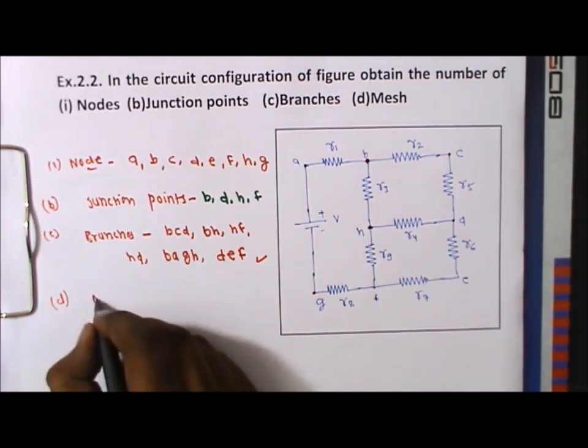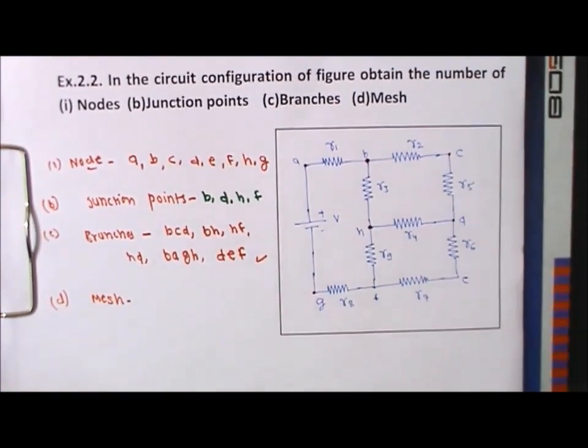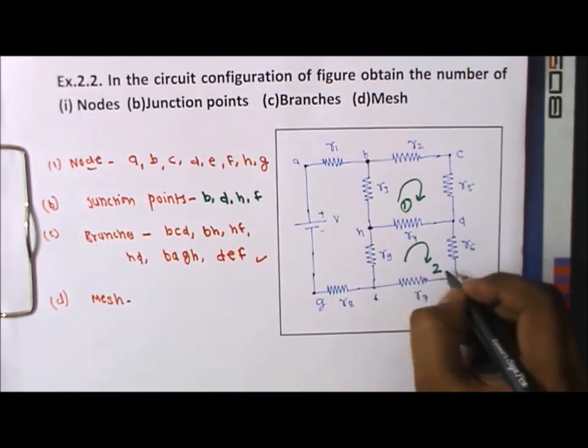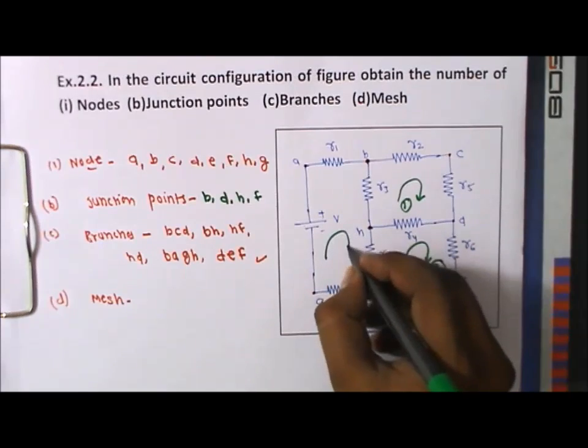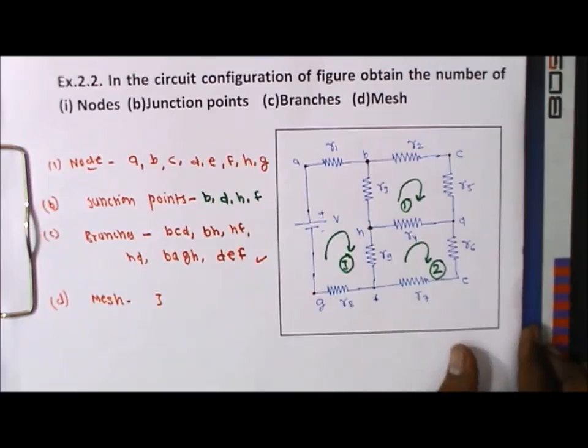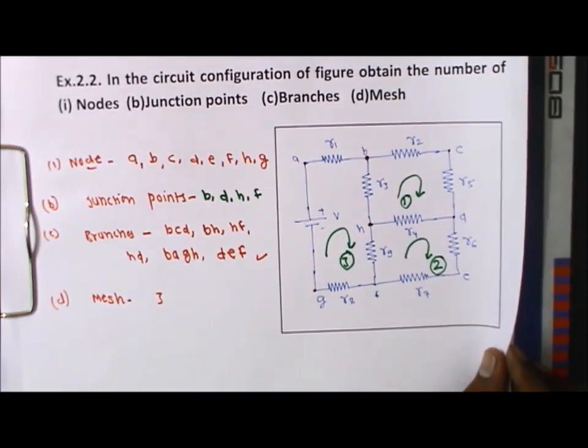Now we have moved toward the mesh. Mesh is a closed loop path. So we have seen that this is the closed mesh 1. This is also mesh 2, and this is the closed mesh which we call 3. So this is the basic part of analyzing the junctions and some basic issues regarding the analysis of node, junction and branches.